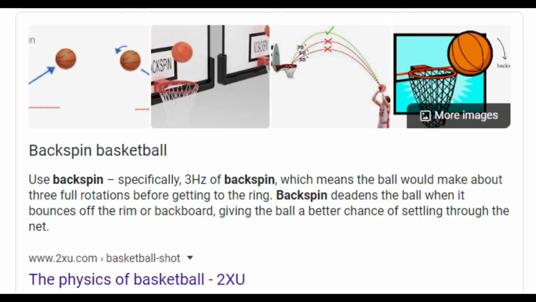It's called the backspin. It has everything to do with the Magnus effect, and the Magnus effect was explained and named after a man named Heinrich Magnus in 1852. Backspin is science. The physics of this whole concept is that by putting a backspin on your ball, it deadens the ball when it bounces off the rim or the backboard, and it gives the ball a better chance of settling through the net.